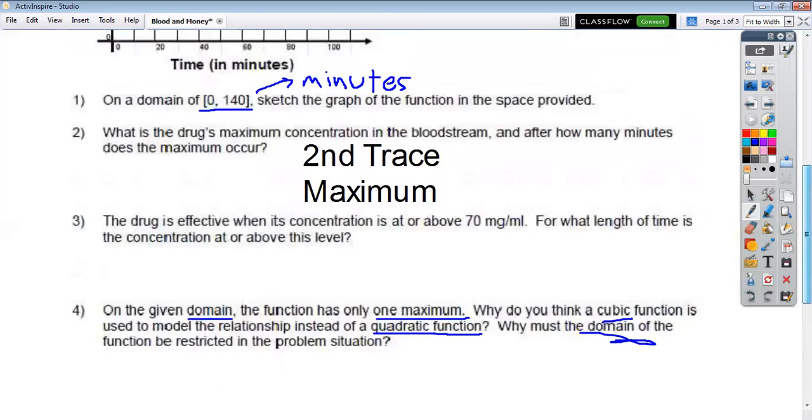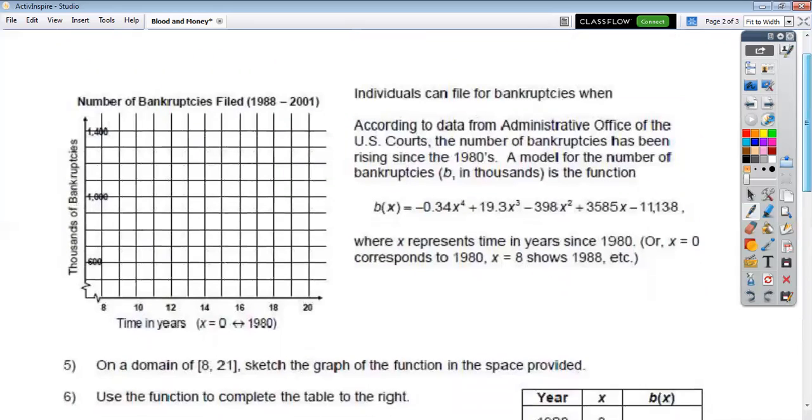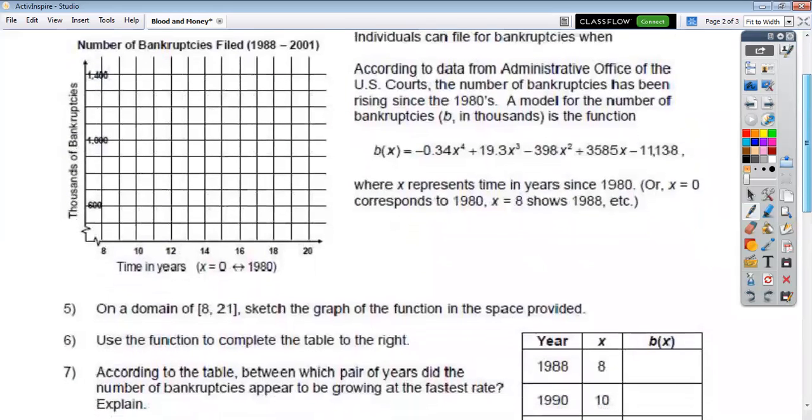And that is page 1. Over here on page 2, you're doing the same sort of thing with this one. So we've got number of bankruptcies filed for time in years. So this is after 8 years, 10 years, 12 years, and so on. And this is our function for that, with some big numbers and some really small numbers in it. And notice that it is 4th degree, so that is a quartic function.